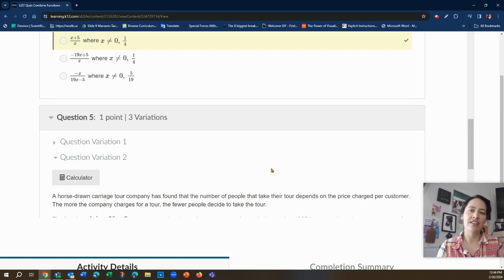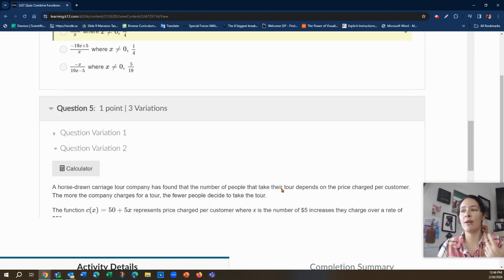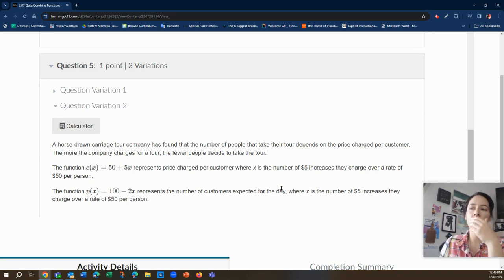Yes, it's one of the hardest things that businesses have to decide, their price point. So it's a very good observation, and it's another reason why math will help you at whatever you pursue. The function C of x, 50 plus 5x, represents the price charged per customer. Okay, so that's their charge for riding in their carriage. But x is the number of $5 increments that they charge over a rate of $50 per person. So they've noticed that 50 is a good base rate, and if they try to hike up the prices, they get fewer people and so forth.